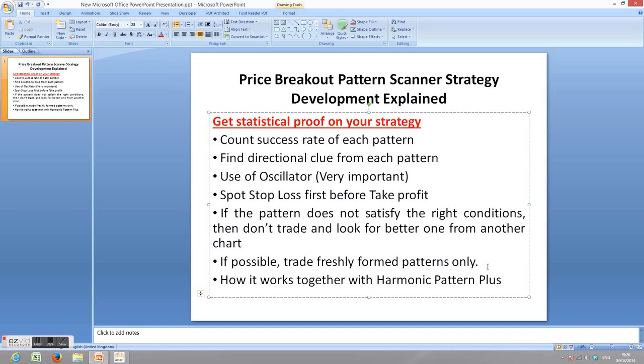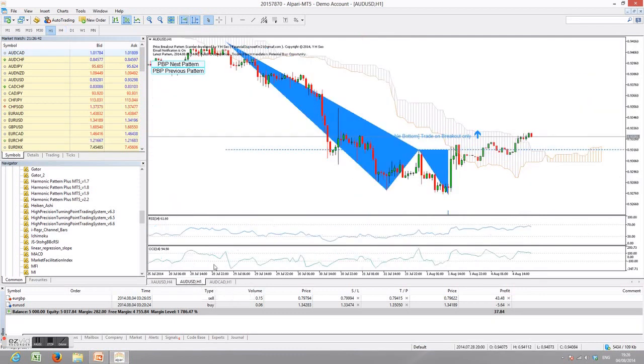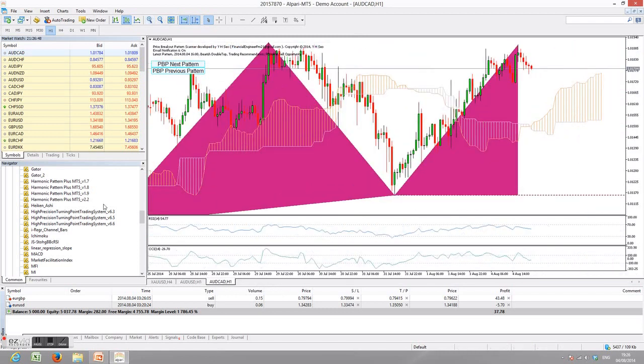And also, if possible, trade freshly formed patterns only. This means it's best to trade, for example, like this one. You have the pattern here, and at this point is the best to trade, because you will sell when the price is actually still quite high, but now it's already 5 bars gone down, right?